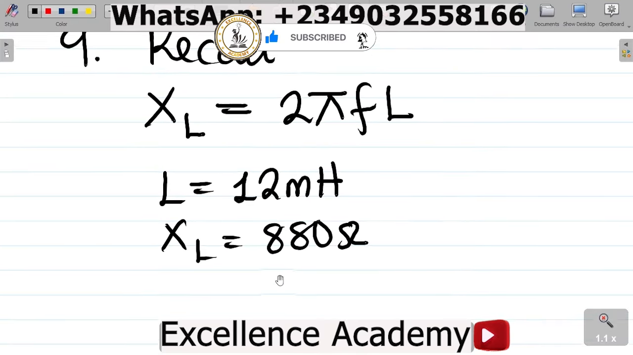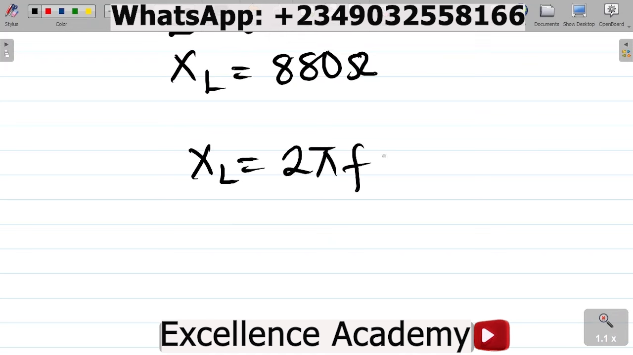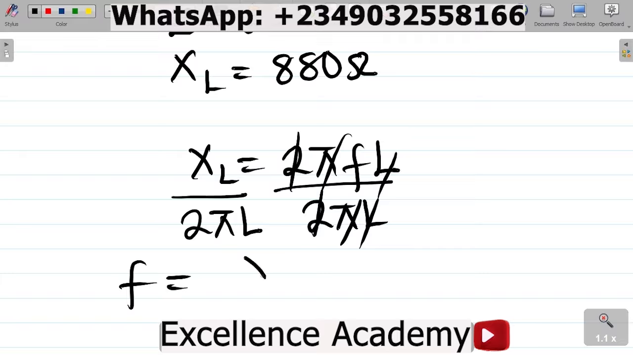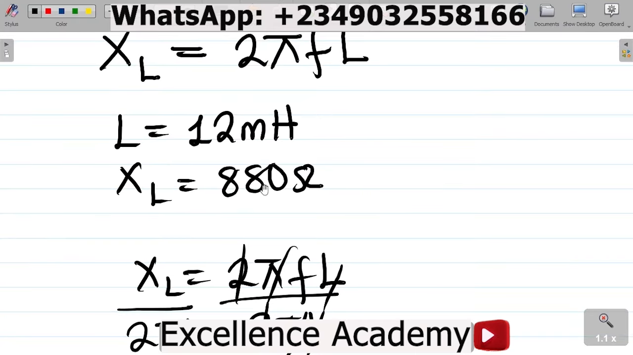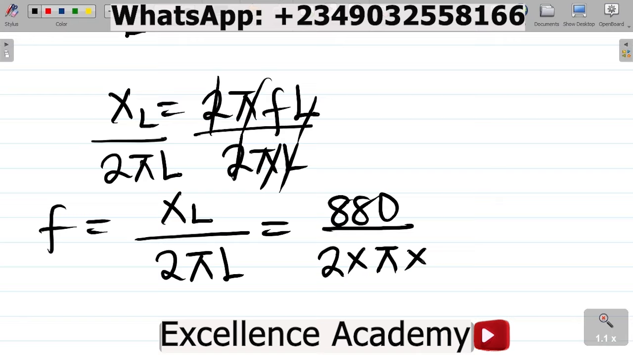Obviously, if I'm to find frequency, you have that XL is equal to 2 pi FL. To get frequency, I'll divide both sides by 2 pi L. 2 cancels 2, pi cancels pi, L cancels L. So you have F. So F is equal to XL all over 2 pi L. Let's put in values. The value of XL is 880. That becomes 880 all over 2 times pi, which is 22 over 7 or 3.142, times the value of L.